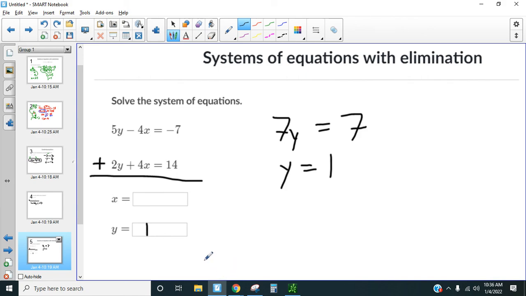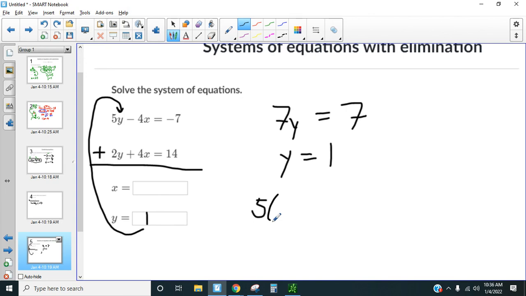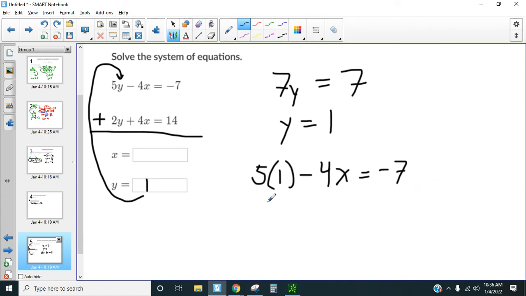How can I solve for x now? Plug it in. It doesn't matter which equation you use in this case. You could use the first equation or the second equation. Let's just use the first one. Okay, so let's plug 1 into here. Then we'll have to use some algebra to solve. So 5 times 1 is 5.